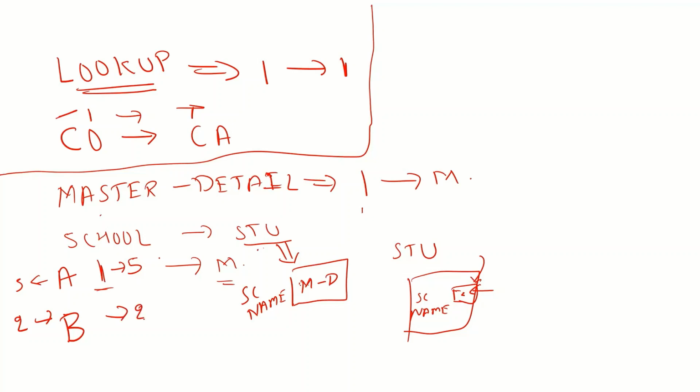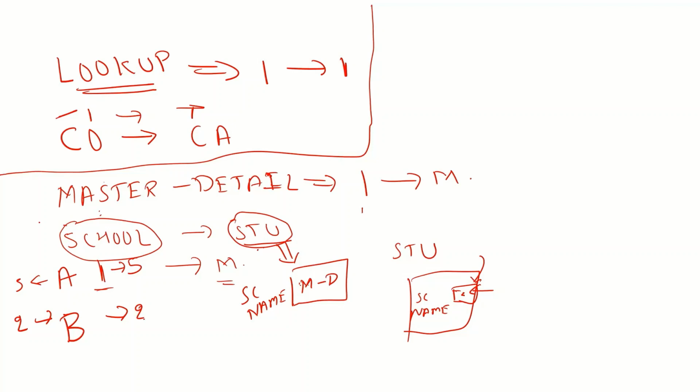The aggregate operations you can perform are count, sum, max, mean. These are some of the aggregate operations you can have on a roll up summary field in a master detail relationship. And in a master detail relationship, for example, in this case the school is the master and student is the detail.